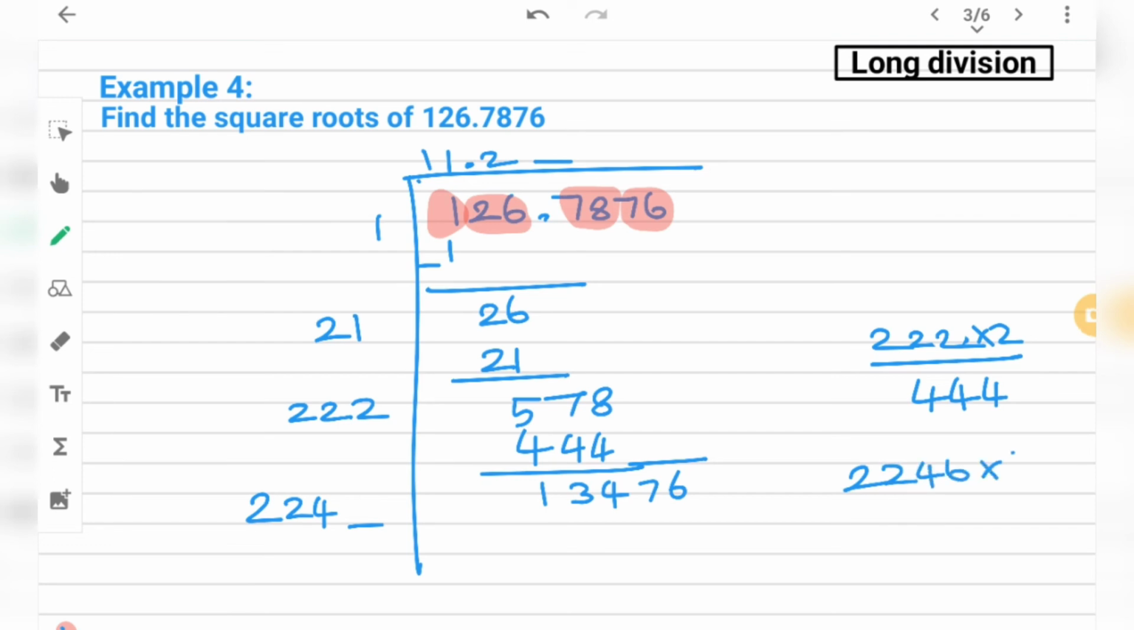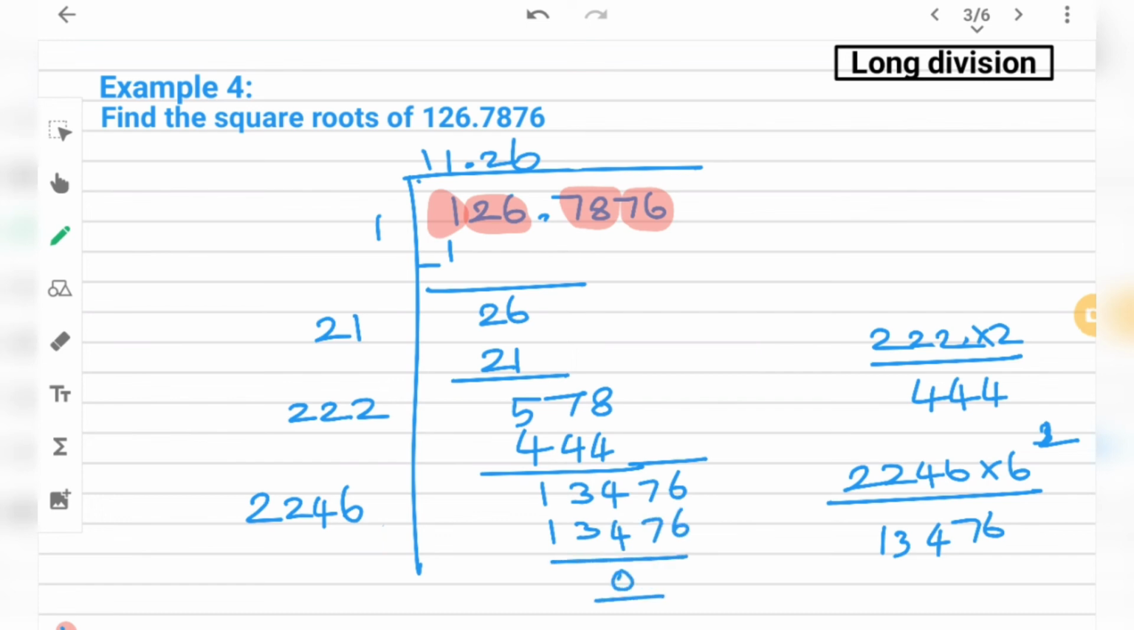2246 into 6. You will get 36, 6, balance 3 and 4 6 are 24, 27. So balance is 2 and 2 6 are 12. 12 plus 2 is 14. So balance is 1 and then 12, 13. I think I got it right. So here I'm going to place 6 and here also 6, right? We'll get 13,476.